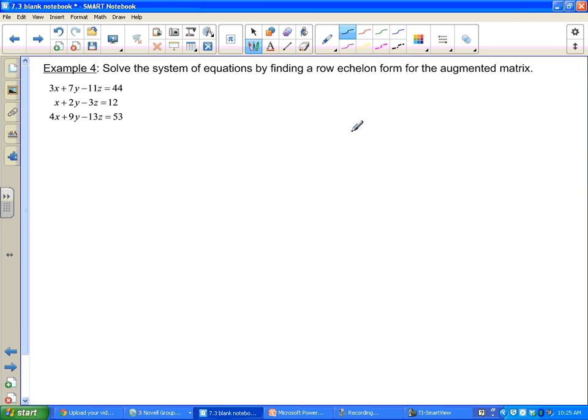Okay, we are going to solve this system of equations by finding a row echelon form for the augmented matrix. This is a system that has three variables, three equations. Let's first start off by writing the augmented matrix: 3, 7, -11, 44, and 1, 2, -3, 12, 4, 9, -13, 53.